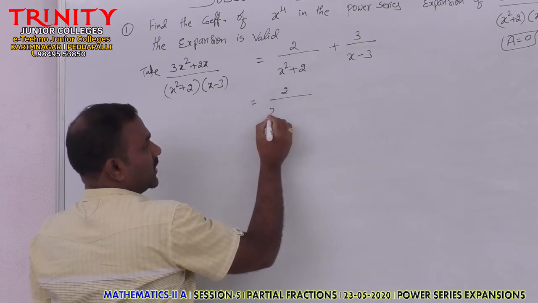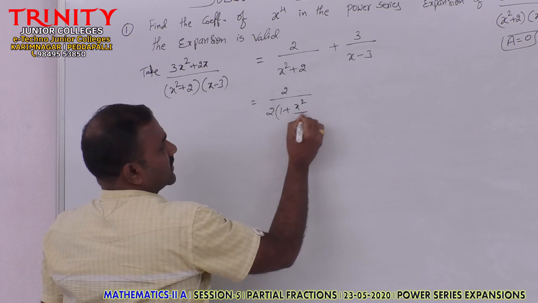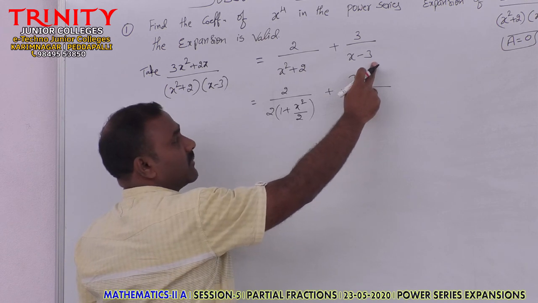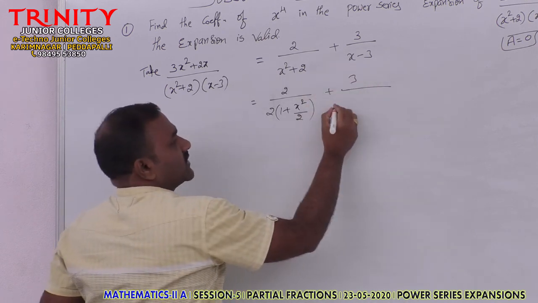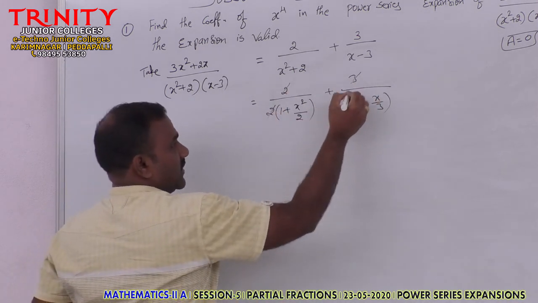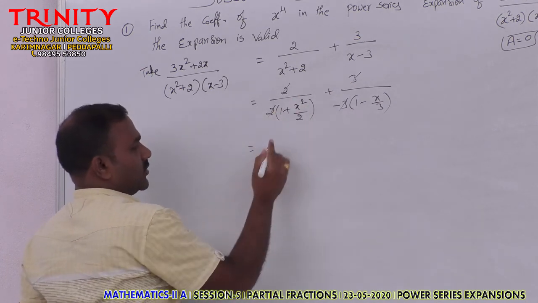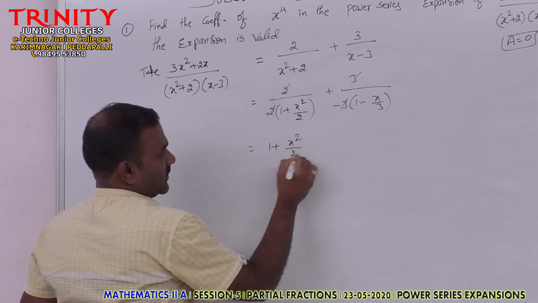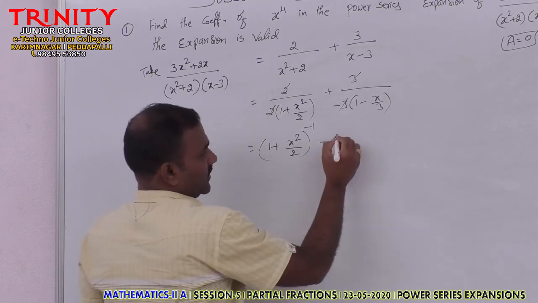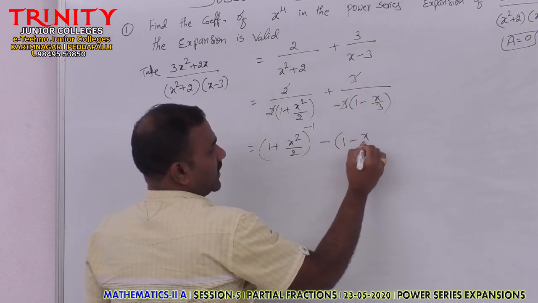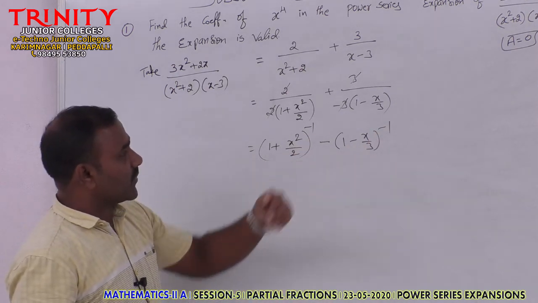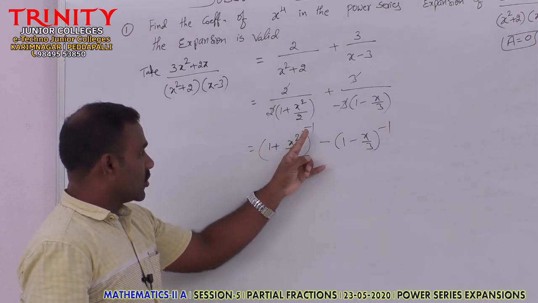For that reason I am taking 2 as common, then it becomes 1 plus x square by 2, plus 3 by, to make it into the form 1 plus x or 1 minus x, take minus 3 as common, 1 minus x by 3. Here 2 gets cancelled, here 3 gets cancelled. Now take this into the numerator, it becomes 1 plus x square by 2 whole to the power of minus 1, plus into minus becomes minus, and 1 minus x by 3 goes to the numerator whole to the power of minus 1. Now see, this one is in the form of a power series expansion, 1 plus x whole to the power of minus 1.